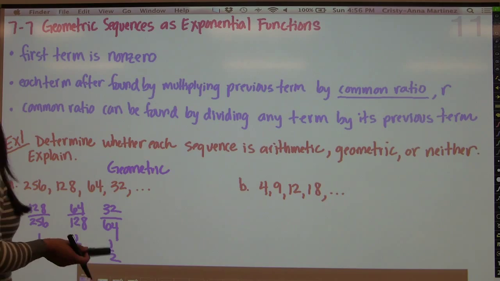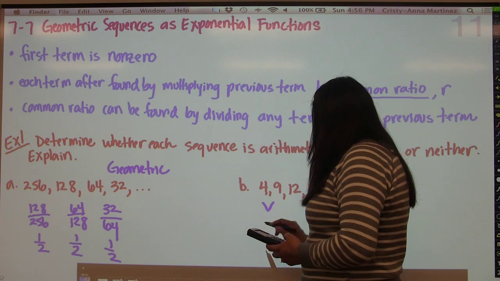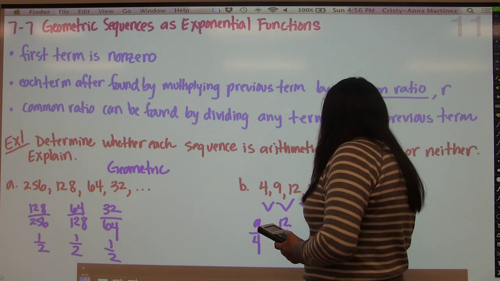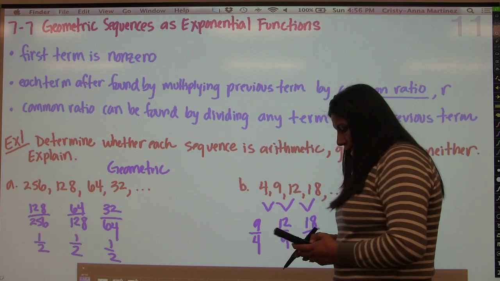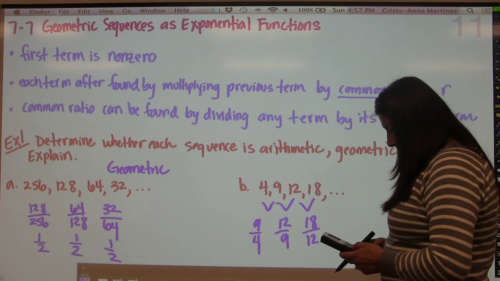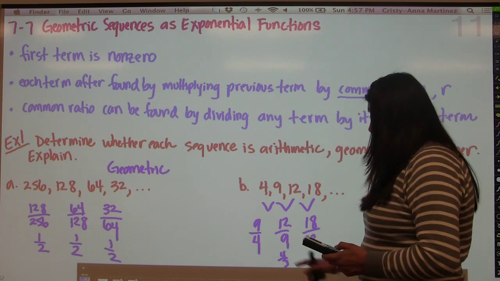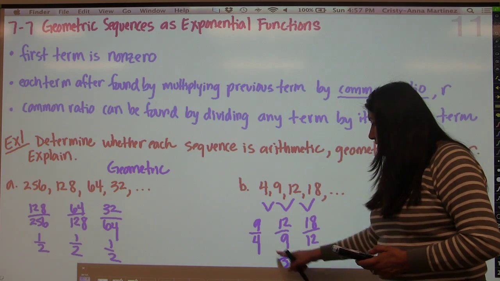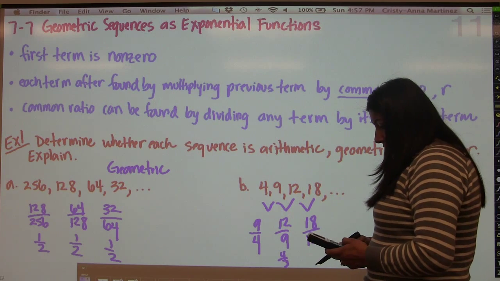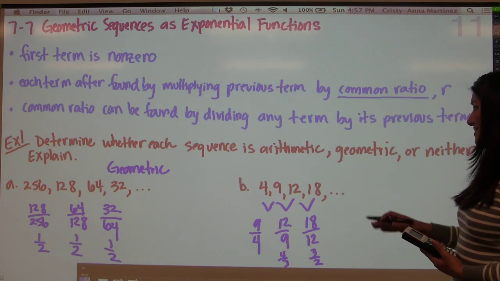Okay, so then we try the same thing with part B. And we take 9 divided by 4 and 12 divided by 9 and 18 divided by 12. So 9 divided by 4 is basically 9/4, and 12 divided by 9 is 4/3. So this fraction reduces to 4/3. 9/4 doesn't reduce, but you can see they're not the same ratio, they're not constant. And then just to make sure, 18 divided by 12 gives you 3/2. So you get 3 different ratios for each of those fractions. So basically this is not geometric.